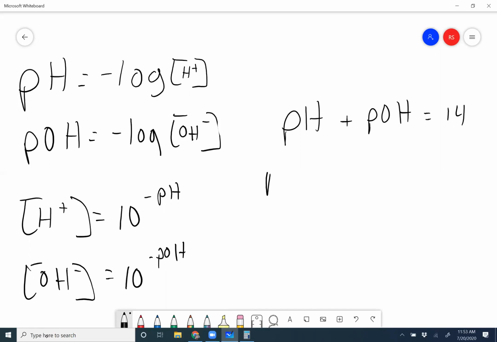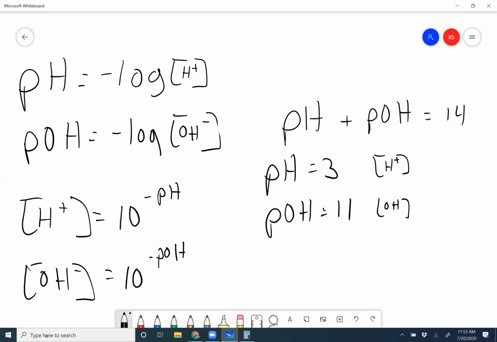So for instance, if you have a pH of 3, then the pOH has to be 11. Because together they will add up to 14. And vice versa. If you have a pOH of 3, then you have a pH of 11. And then if you're interested in the hydronium concentration or the hydroxide concentration, then this will just be 10 to the negative 3. And this will just be 10 to the negative 11.